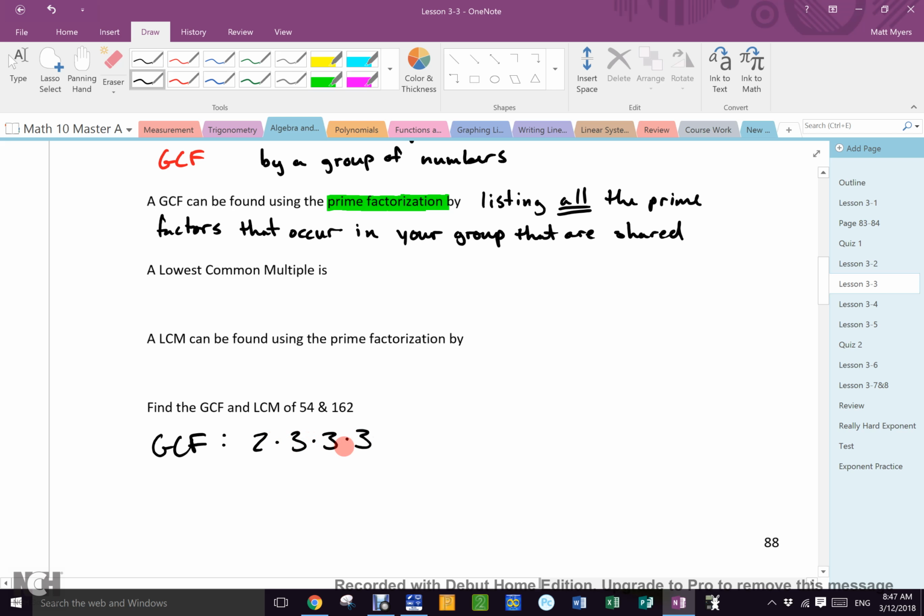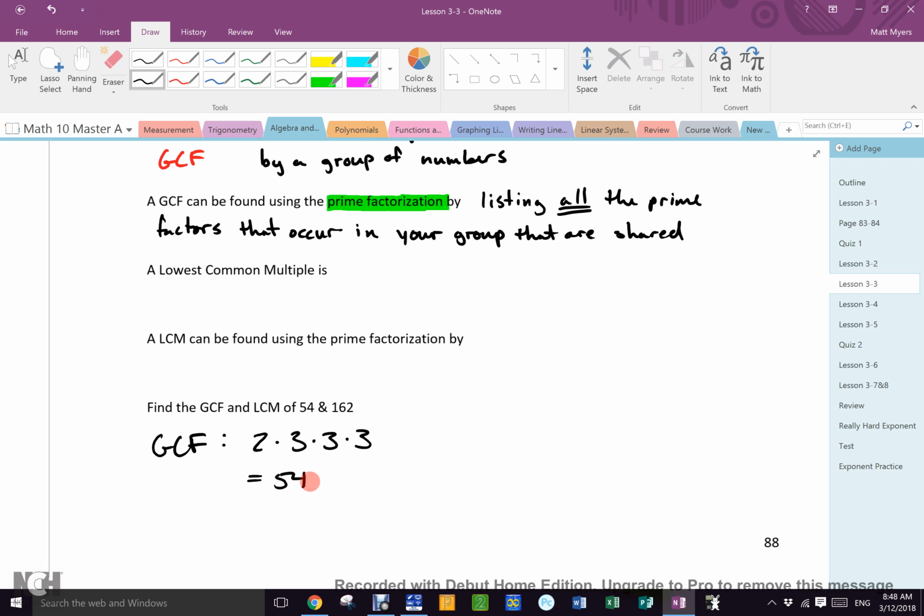And 2 times 3 times 3 times 3 equals 54. So the GCF of 54 and 162 is 54. Why? 54 is a factor of 54 because 1 times 54 is 54, yes? 54 is a factor of 162 because 3 times 54 is 162. Everybody good? Everybody can find the GCF in their sleep. They have no problem doing it because all you do is write out everything that's shared.